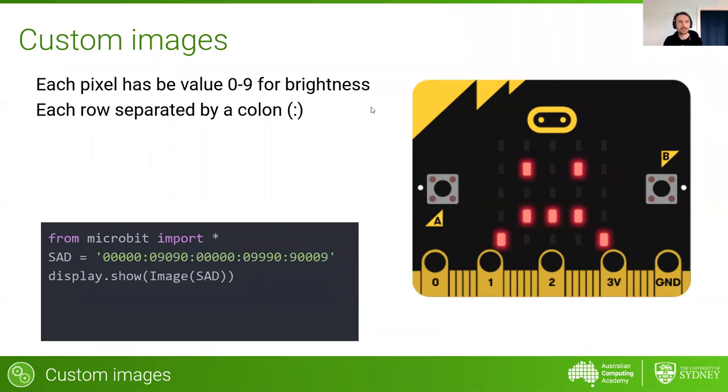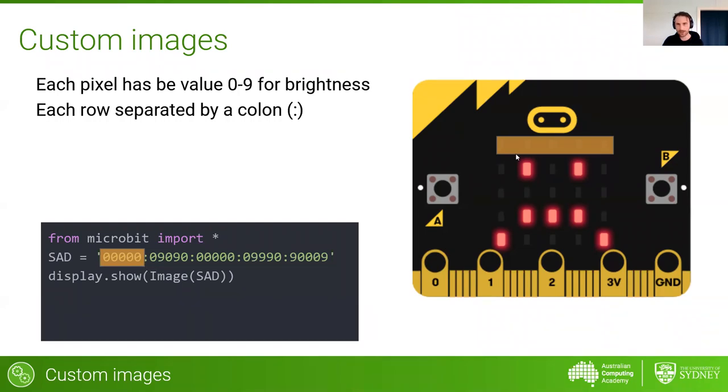So we're still going to talk about images, but not only can you just do inbuilt images, you can also make your own. And I just wanted to sort of explain how they work. So a custom image is just going to be using some text with a value of 0 to 9 for the brightness of each individual pixel. And each row is separated by a colon. What this means is this sad image string describes what each row of the custom image will be presented. So the first row is all zeros.